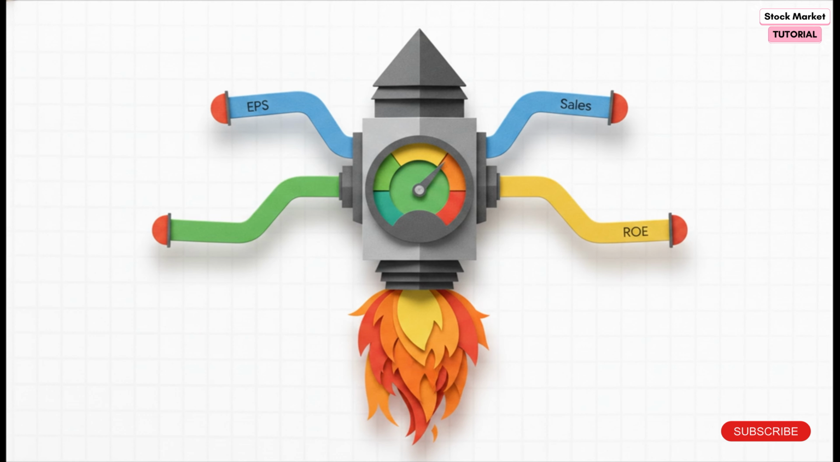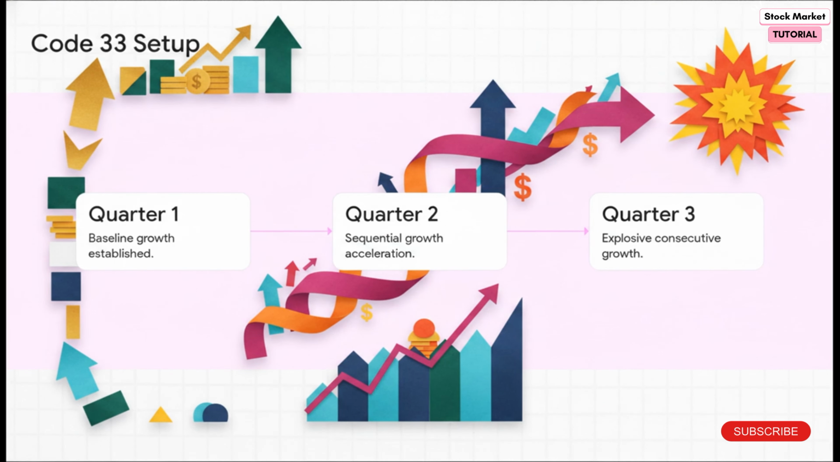Finally, we want institutional ownership sitting in a sweet spot between 30% and 70% of the float. That ensures we have smart money backing us, but the market isn't totally saturated yet. And that brings us to the absolute holy grail setup known as Code 33.